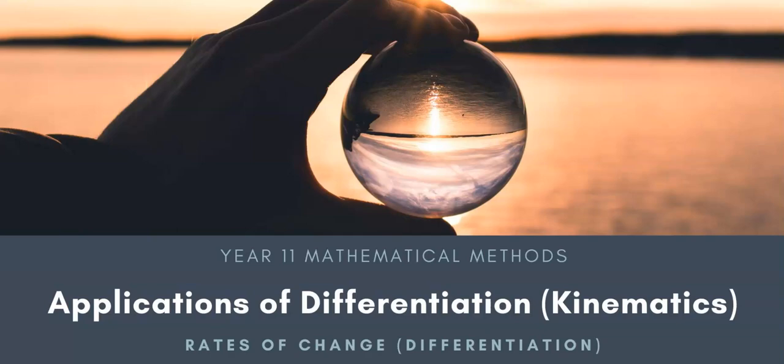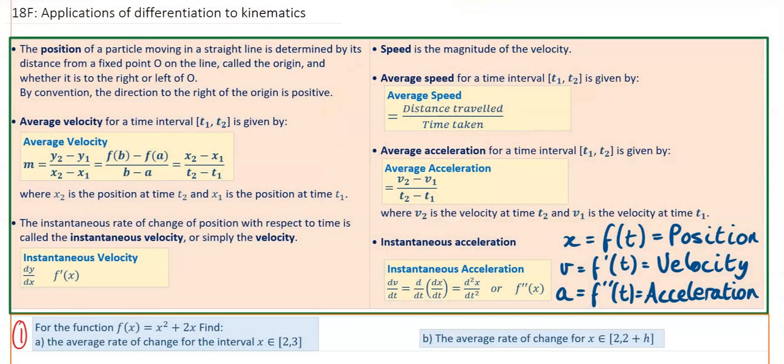Applications of differentiation to kinematics. We're really just going to do some application questions today. Kinematics refers to the position or movement of a particle or object around an origin, but again you have a position equation and then we can find quite a bit from there.